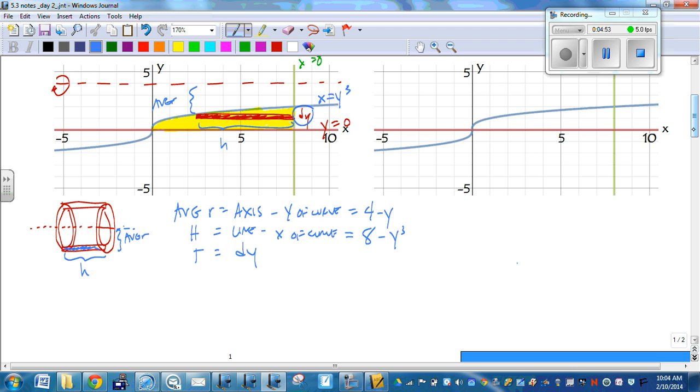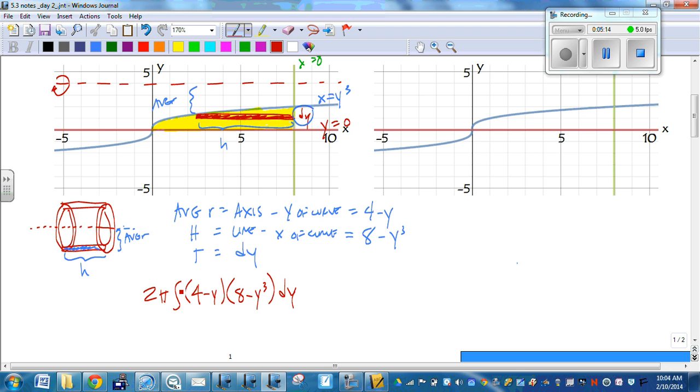So we have our three parts that we need. We're going to have 2 pi times the definite integral from a to b, we'll figure that out in just a second, of the average radius, 4 minus y, times the height, 8 minus y cubed, times the thickness, dy.